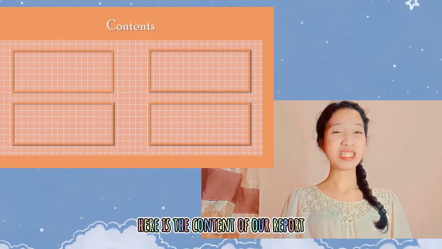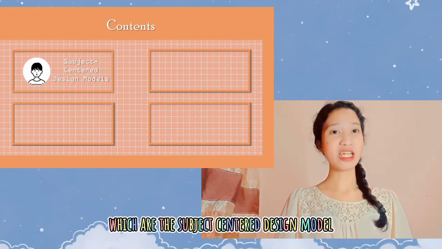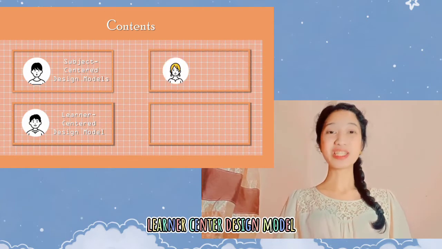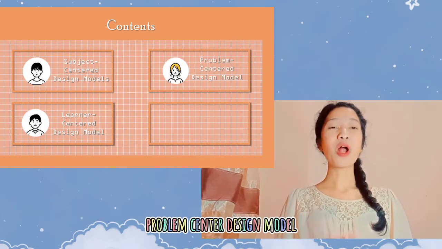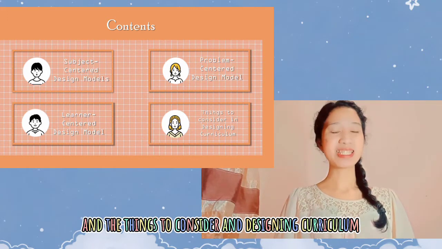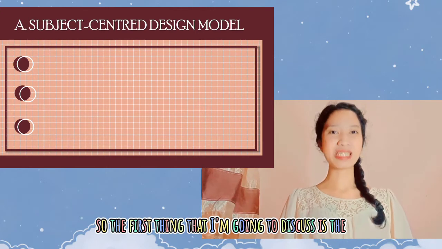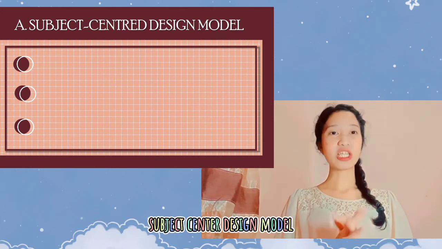Here is the content of our report. The different design models, which are the subject-centered design model, learner-centered design model, problem-centered design model, and the things to consider in designing curriculum. So the first thing that I'm going to discuss is the subject-centered design model.